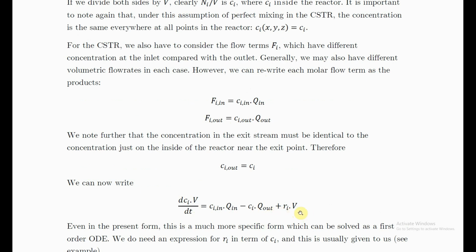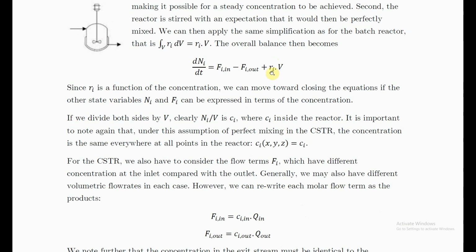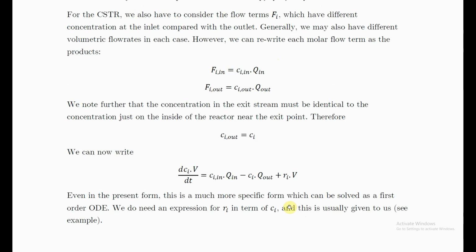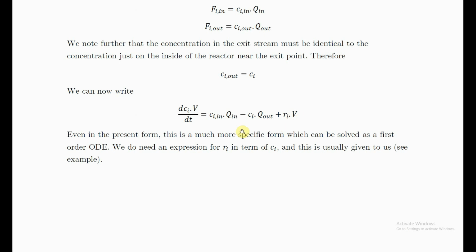And then, of course, we retain the reaction term, and the reaction rate is constant, so it's just Ri times V. We don't have to integrate over trillions of little spaces. So that's our overall balance. And in this form, it's already quite usable. You can solve a balance like this. There's no problem with working with this balance.